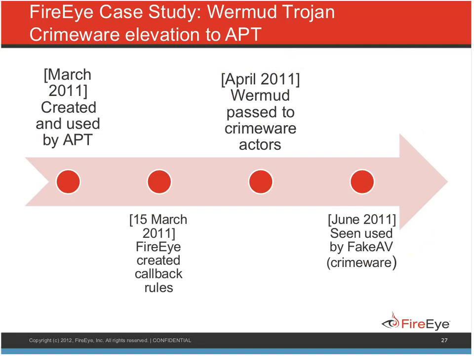In this particular case, the Wermud Trojan, this is pretty much exactly how it played out. Back in March 2011, the Trojan and the 0 day that I exploited was created and used. We started to create and protect against this back in March last year. And at that point in April, the APT actors realized that the gig was up, and they actually started to sell Wermud or pass it along to other Crimeware actors in their network for the sake of being able to get access to the other high-value networks that the Crimeware actors had access to.